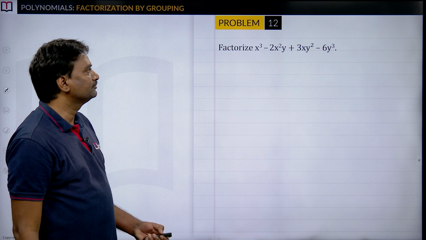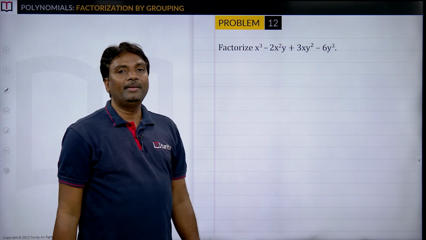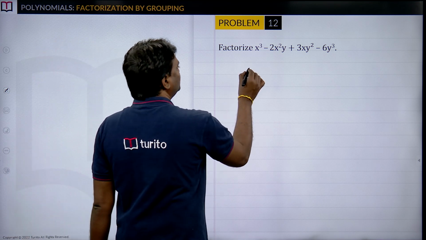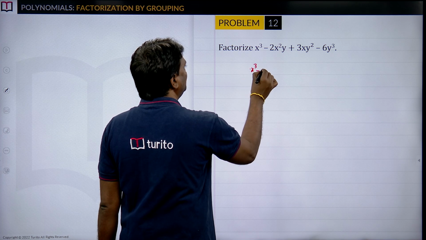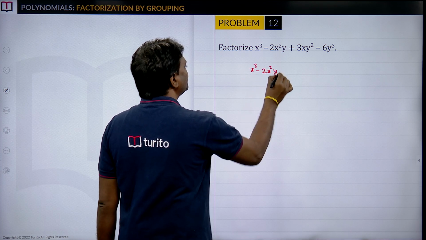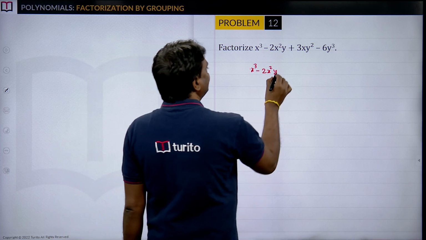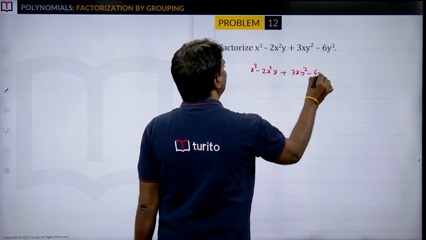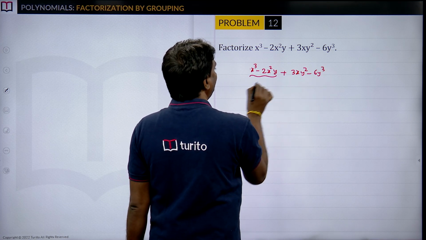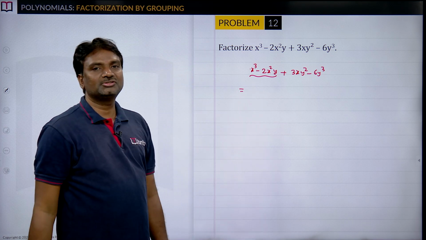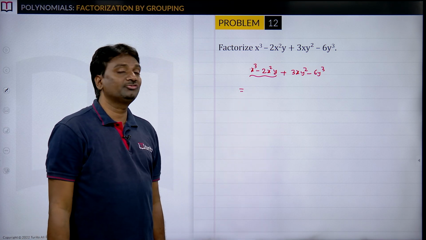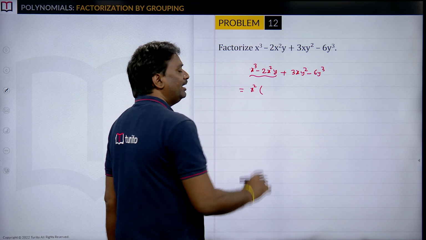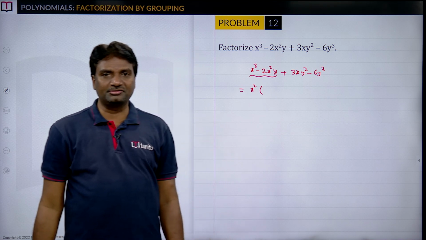Next, factorize x cube minus 2x square y plus 3xy square minus 6y cube. Here also let us take the first two terms, x cube minus 2x square y plus 3xy square minus 6y cube. So, from the first two terms x cube minus 2x square y, we can take x square as common.